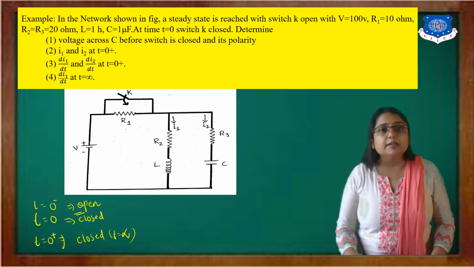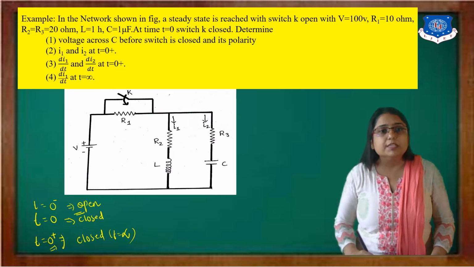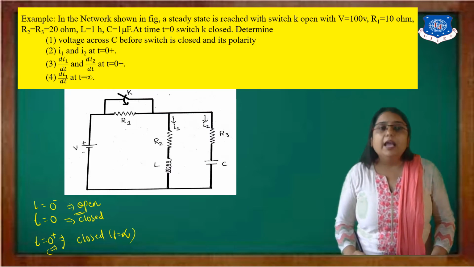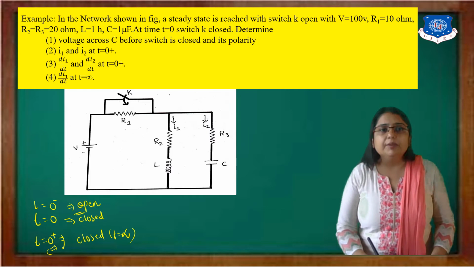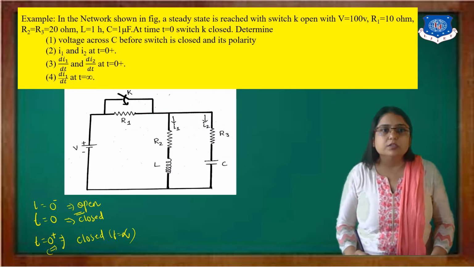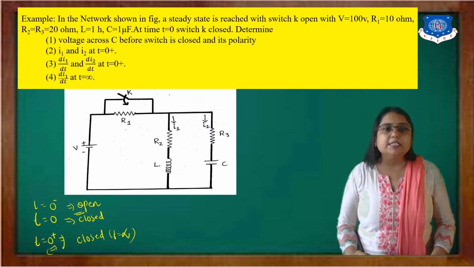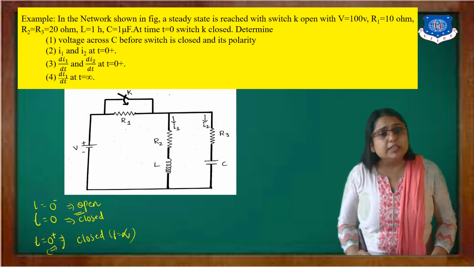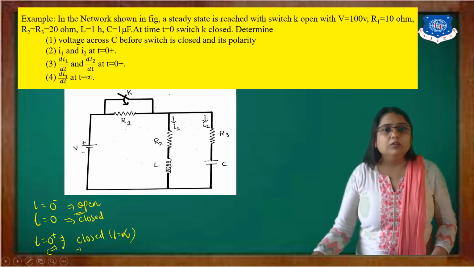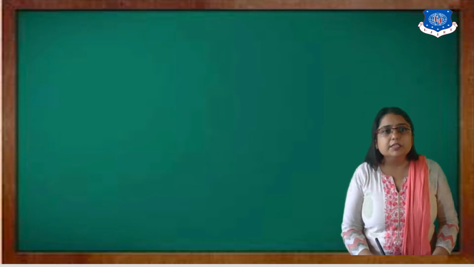So we have to consider at that time the switch is closed. 0 plus means that we have to consider the switch is closed. Then di1 by dt and di2 by dt, that we have to find out at t equal to 0 plus, that means the condition of the switch is closed. And the fourth one is di1 by dt at t equal to infinity. In that also we have to consider our switch is closed.